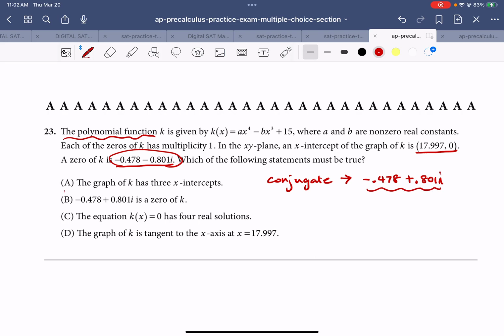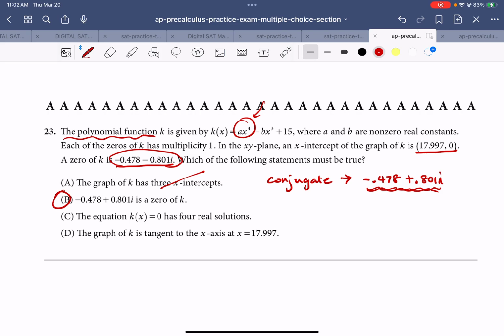So if you look at the answer choices, B makes sense; that must be true. Then looking at the other choices, we know the total is 4 because the degree of the polynomial is 4, but it says 3 x-intercepts. That's not true because another one is a conjugate, right? So you have 2 imaginary roots, so you cannot have 3 intercepts. It'll be 2 x-intercepts.